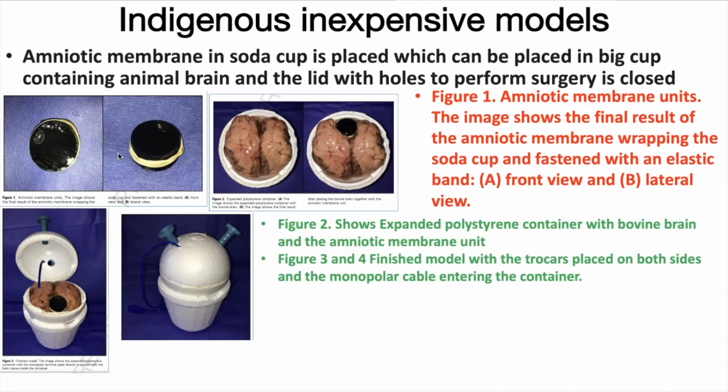In figure 1, one can see the amniotic membrane unit as shown here. In figure 2, there is a cup which contains animal brain and the amniotic membrane unit. So the brain with the amniotic membrane unit can be placed in the cup. And figures 3 and 4 show the finished model with trocars placed on both sides, and the monopolar cable also entering inside the container.